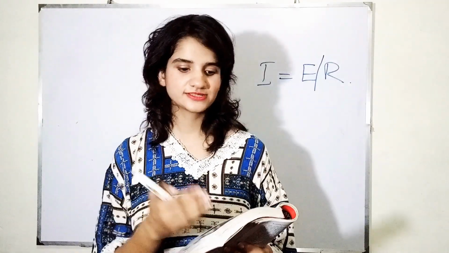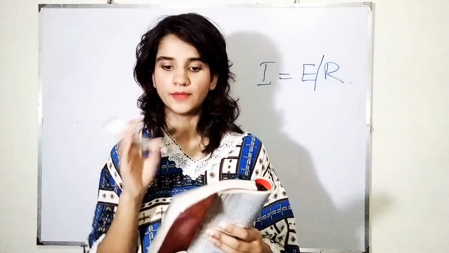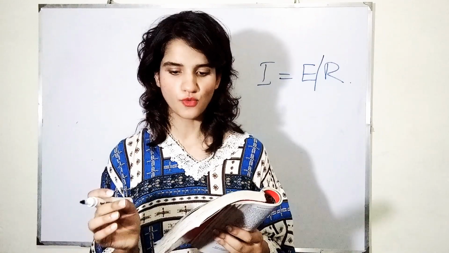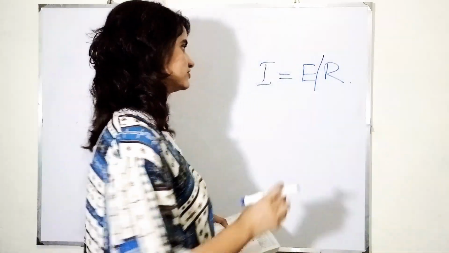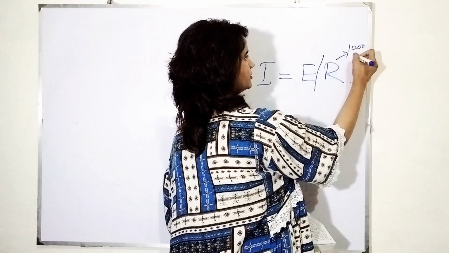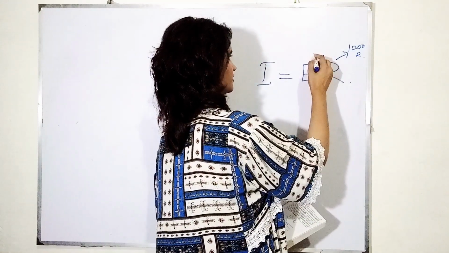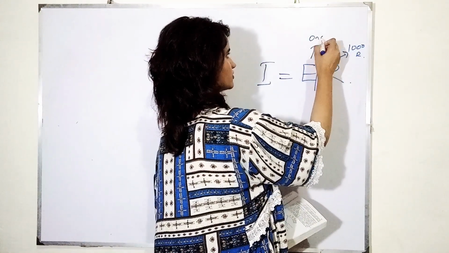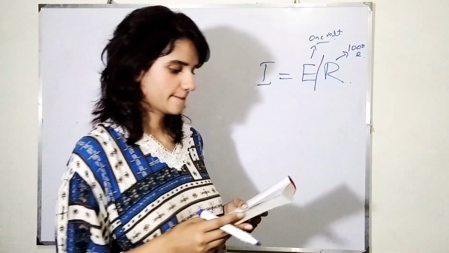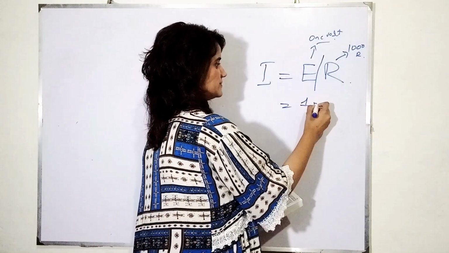If the total resistance of the meter is 1000 ohm, a potential difference of 1 volt between the terminals will produce a current of 1 milliampere. Now what is the meaning of this line? If we have 1000 ohm of resistance and 1 volt of potential difference, the current we will have at this point is 1 milliampere.